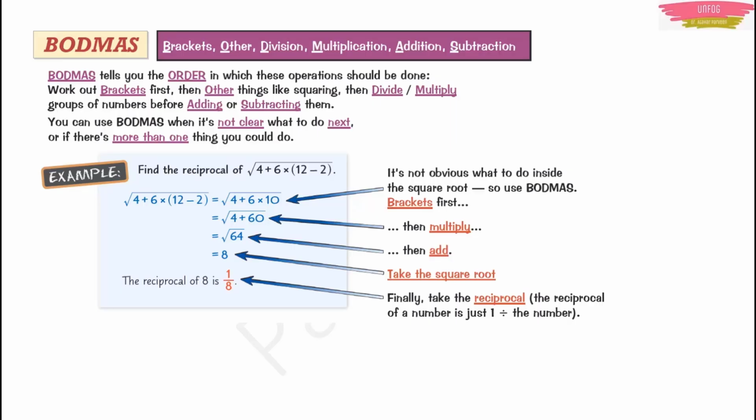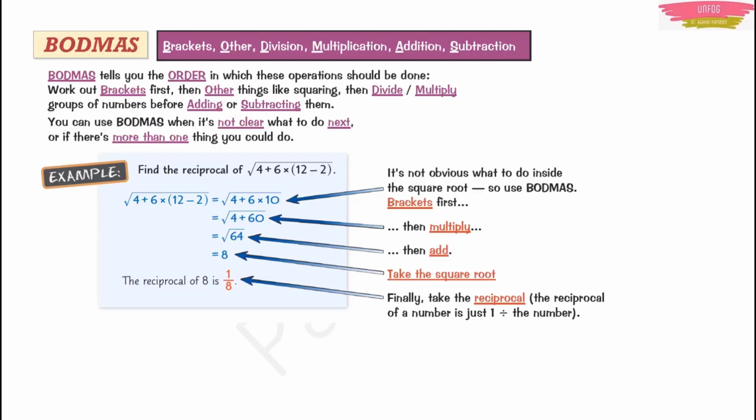Next, according to BODMAS, what do you have to do here? Division is not there. Other things are also not there. Third, fourth will be multiplication. Now you multiply. Where is the multiplication here? Multiplication is between 6 and 10. So 6 tens will become 60. That you write. Again, next is addition.